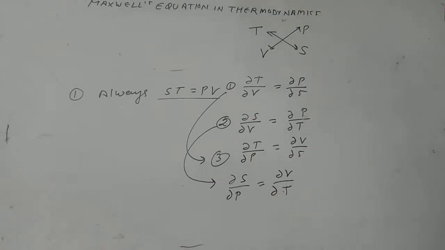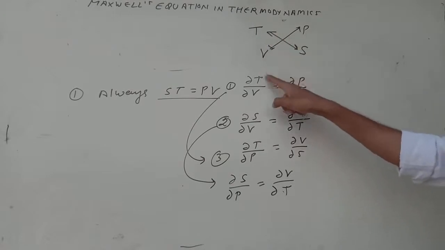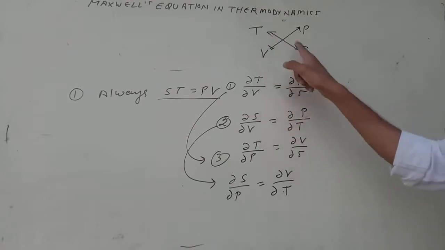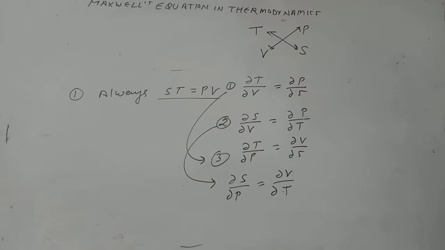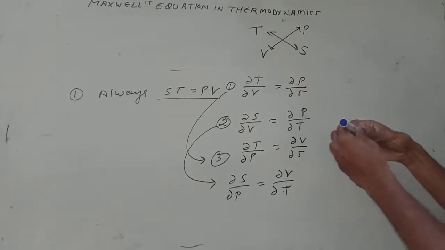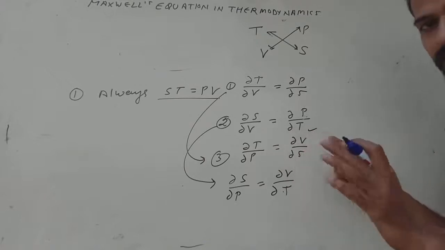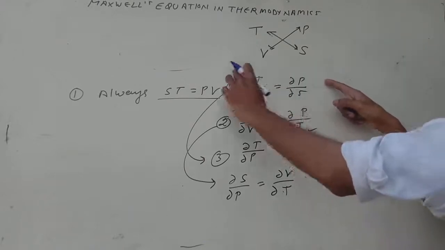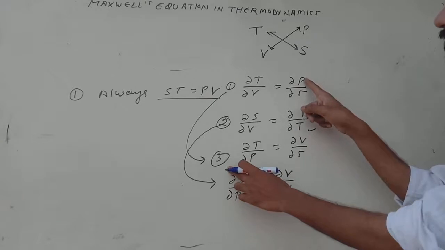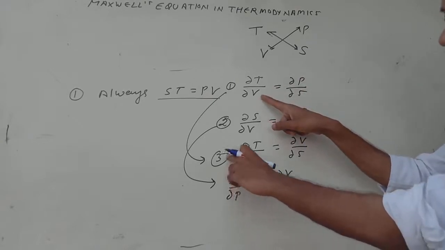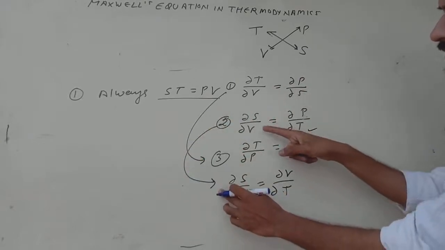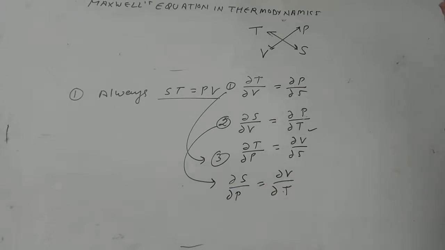Once again, I will repeat. First, we write TS, PV, and then we interchange T and S. This is the second. After writing two equations, we write again one by interchanging P and V. For the fourth, we again write equation 2 by interchanging P and V. And these are the four Maxwell equations.